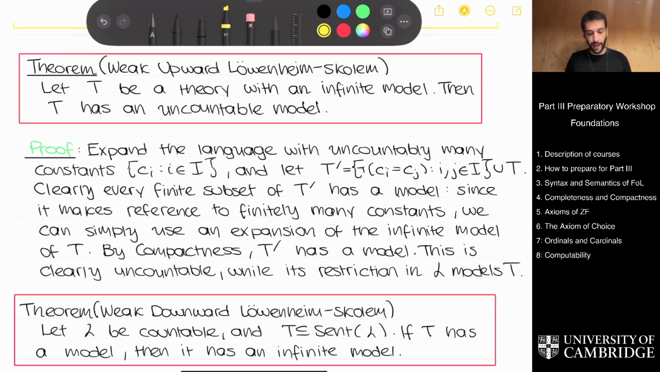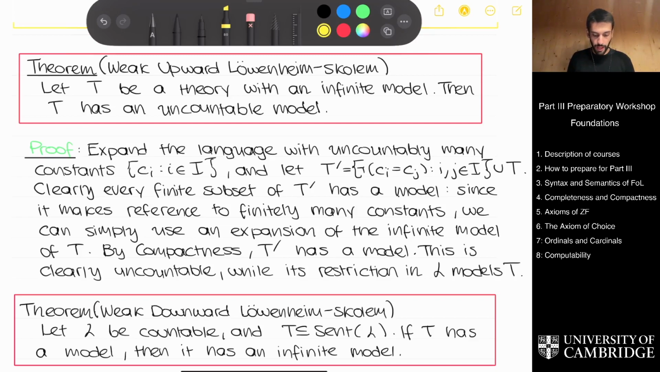So the weak upward Löwenheim-Skolem theorem would tell us that if you take any theory with an infinite model, then it must be that our theory has, in particular, a model of uncountable cardinality. Why is that? We haven't talked about cardinalities yet. This is, by the way, in video 7. But by uncountable, just consider the same size as the reals. Okay. So how do you show this?